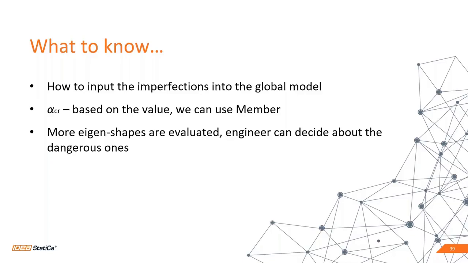First is that the engineer should be familiar with how to input the imperfection into the global model. Usually you put some value of imperfections into your global model and you analyze the whole structure. You get some critical factor, and based on the value, you can decide whether you need to check the buckling issues for some member, or you don't have to.